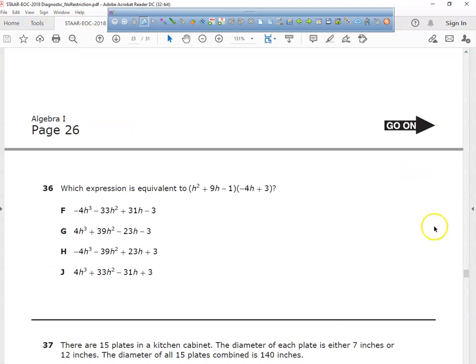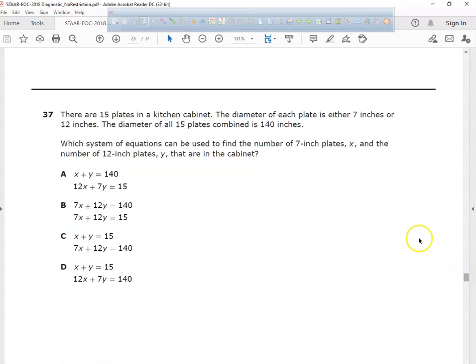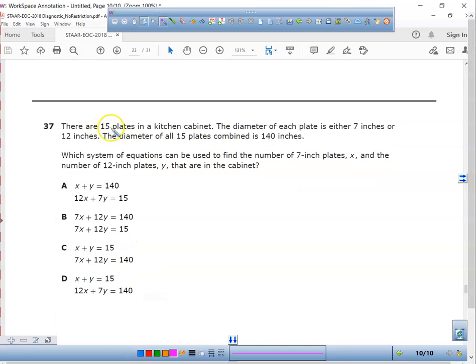All right. Oh, cool. We don't even have to solve it. All we got to do is just set it up. Okay? Now, we're going to solve it in case you needed to solve it, but we're just going to use the calculator, okay? So right now, we have 15 plates in a kitchen cabinet, all right? So there's, how many total plates are there? 15. Now, the diameter of each plate is either 7 inches or it's 12 inches. And the diameter of all 15 plates combined to 140 inches.